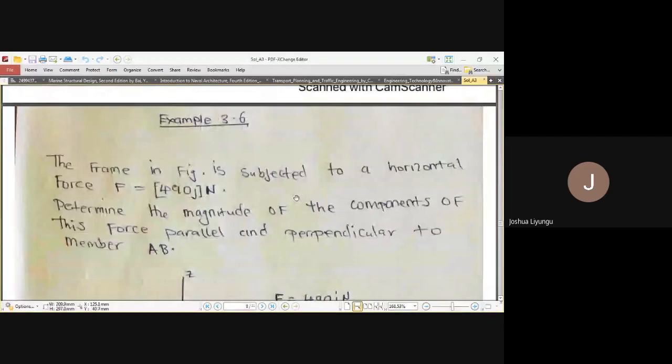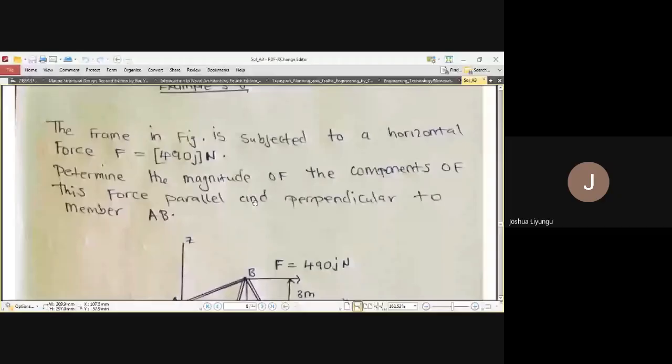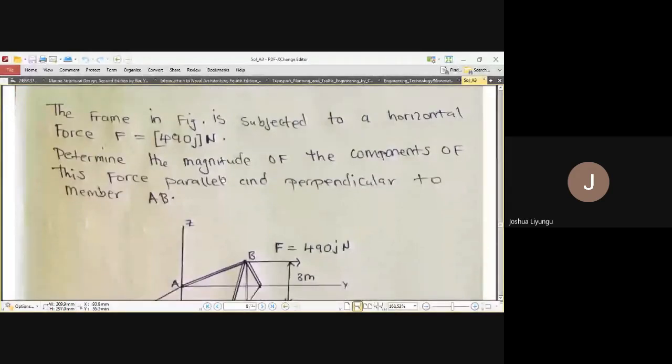The frame in these figures is subjected to a horizontal force F of 490 Newton. Which lecture notes will the quiz be based on again? Lecture 3. These problems are in lecture 3. Okay. Yep.